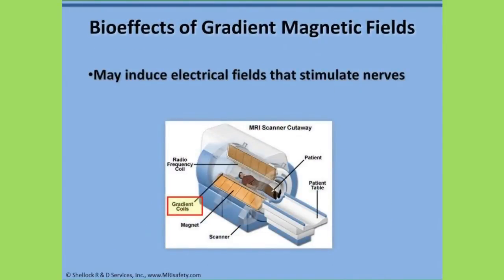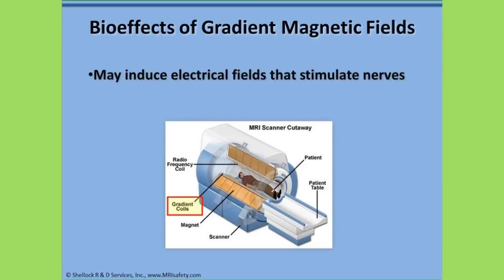The next topic I'd like to discuss is the bioeffects associated with the gradient or time-varying magnetic fields used during magnetic resonance imaging. During MRI, spatial localization is accomplished with the use of gradient magnetic fields, which are turned on and off at rapid rates, at varying frequencies, and at different peak amplitudes.